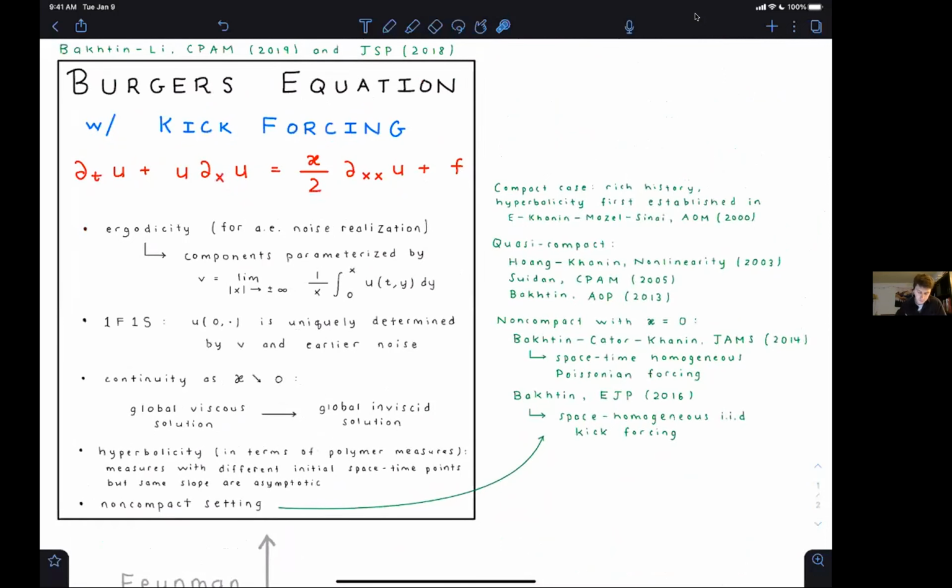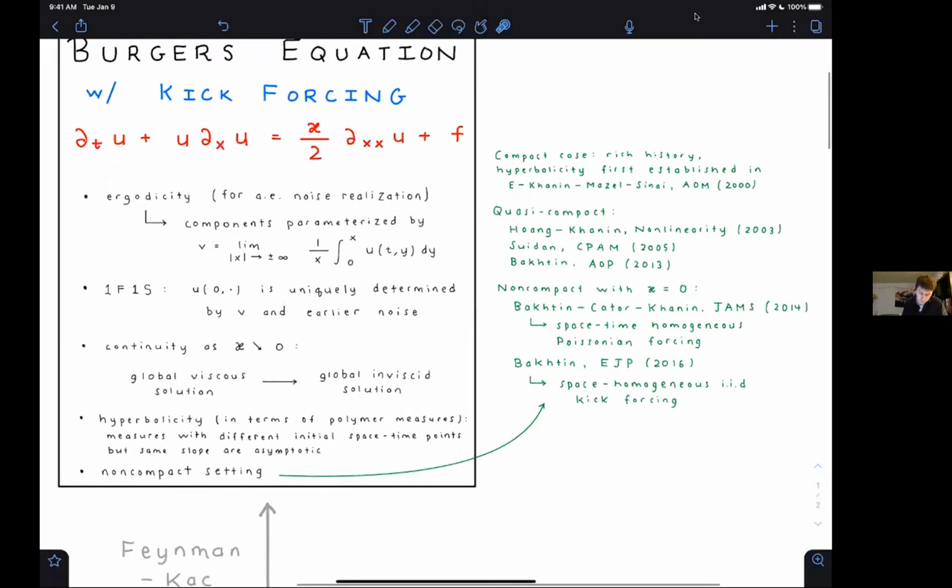You can start with this Burgers equation motivation, and you can ask, as Yuri has alluded to in a number of different parts, for certain properties of the solution theory for this equation. So ergodicity, right? And the ergodic components are characterized by the average value of the solution. When you flip over to the polymer perspective, this corresponds to the slope of a polymer, which trajectory it takes asymptotically as you send time to infinity.